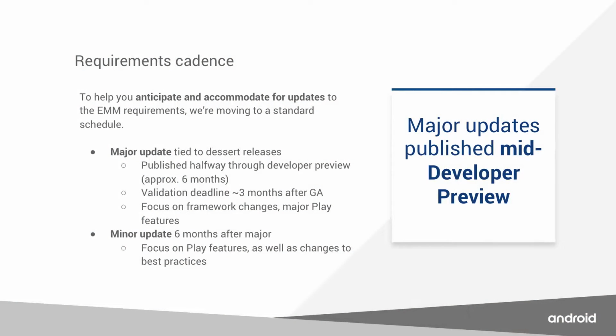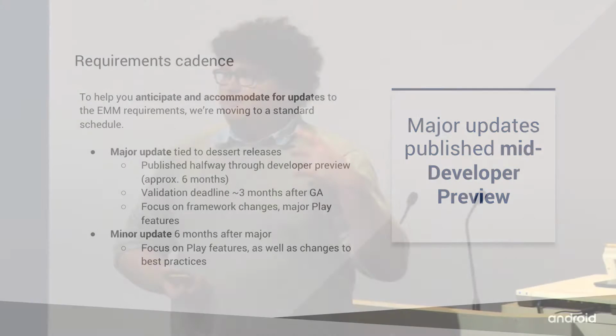The bottom line here is, I know we sprung a big requirements update on you in October, and needless to say, I can feel your pain, right? We know that it requires you to make changes within 6 months and come back and revalidate. So we want to add an element of predictability to this process. We're going to have an annual major requirements update, and you can expect that cadence to land around the developer preview time for every new dessert release.